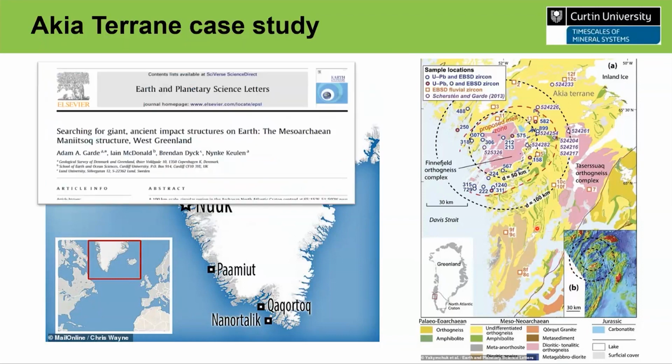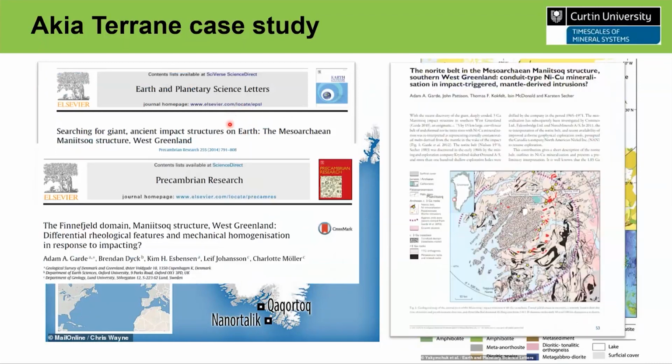The work was published in quite high-profile papers in Earth and Planetary Science Letters and in Precambrian Research, but it's actually really important for the geology of Greenland because there's a norite belt that surrounds the proposed impact structure, and the exploration model that's being used in the area is a Sudbury-style impact genesis model for the nickel copper mineralization, which is some of the best shows of nickel copper in Greenland. So actually understanding the geology here has real implications for the mineral systems, and also trying to get to the bottom of, is this really an impact structure or not? Because it makes a big difference to how you interpret the regional geology here.